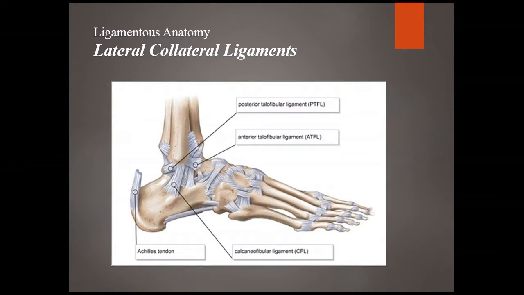A little bit of anatomy. The three major ligaments that we look for with a lateral ankle sprain are the anterior talofibular ligament, which is the most commonly injured ligament with a lateral ankle sprain, followed by the calcaneofibular ligament, and then lastly, the posterior talofibular ligament.